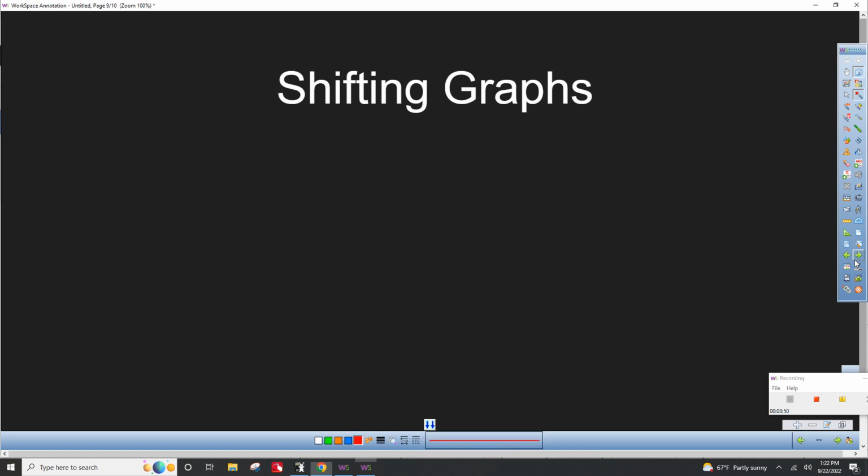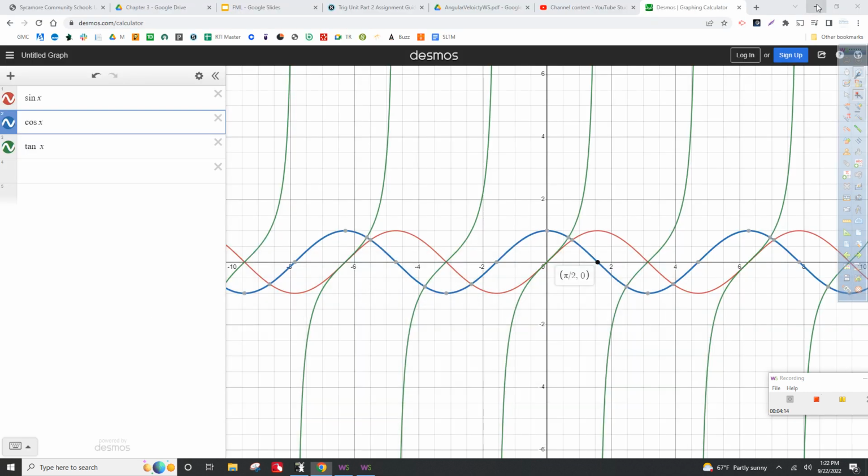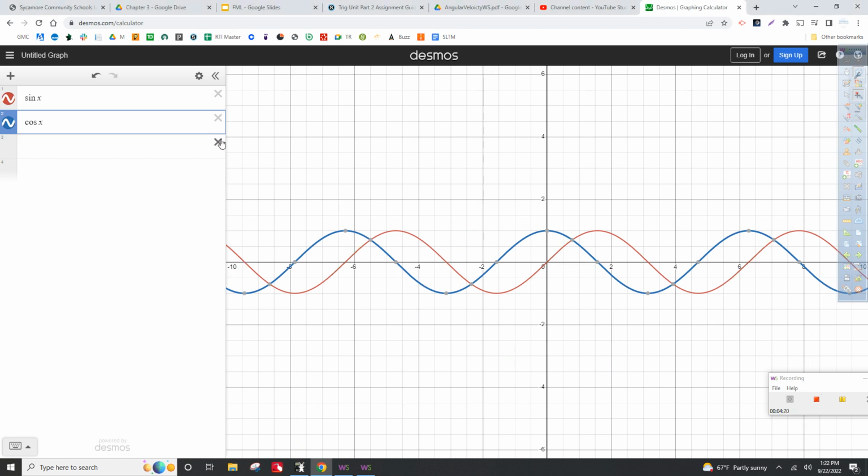Shifting graphs. Luckily, this part will be so easy, but it's important. So, you already know what sine of x is. So what's sine of x minus pi over 2? Well, that's going to shift it right pi over 2 units. Remember, you know this. Well, you've got to be careful because I can't wait to show you what this looks like. I'm going to get rid of the tangent. I know you love it, but I'm getting rid of it.